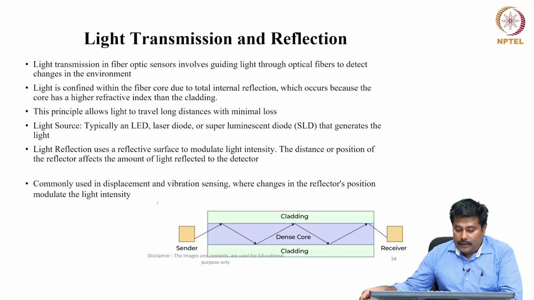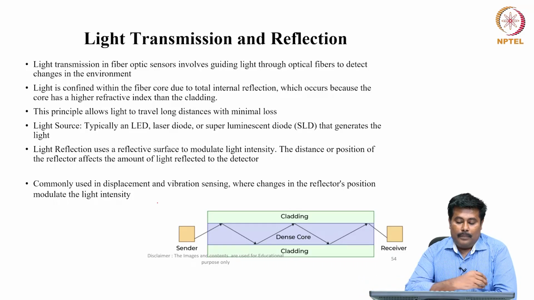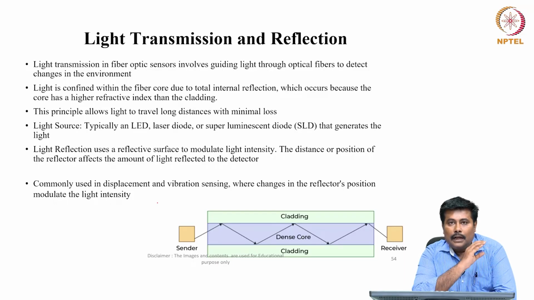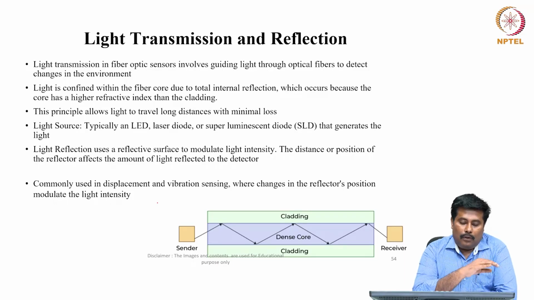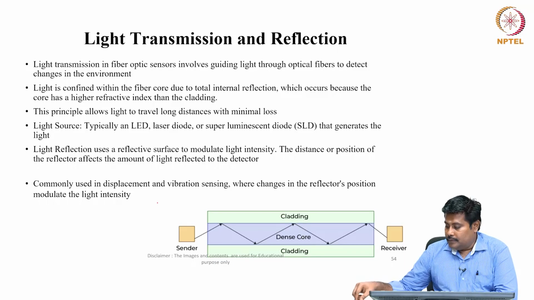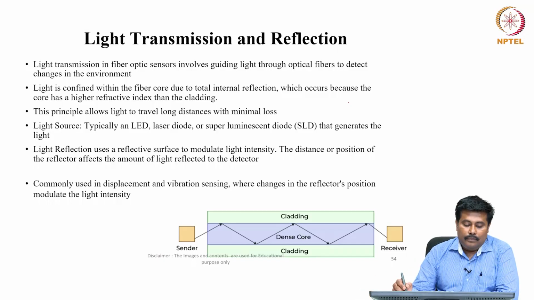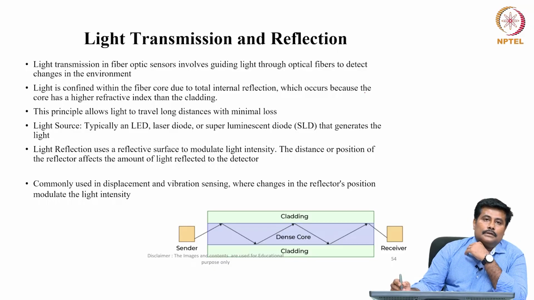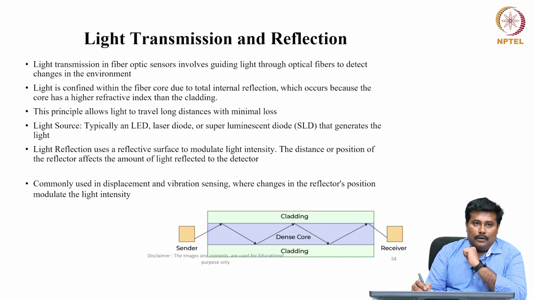Light transmission in a fiber optic sensor involves guiding the light through the optical fiber to detect the change in the environment. The light is confined within the fiber core due to total internal reflection, which occurs because the core has a higher refractive index than the clad. This principle allows the light to travel long distances with minimal loss.